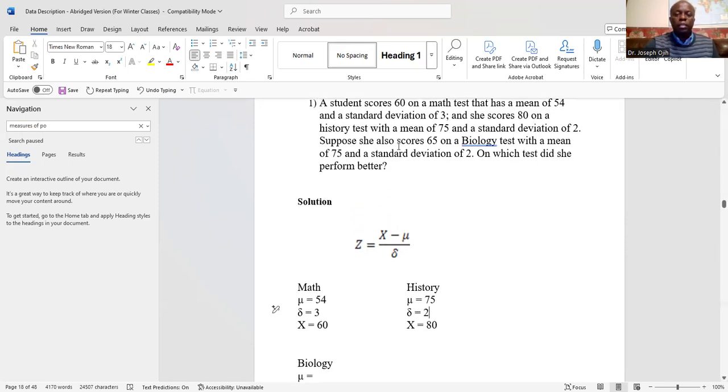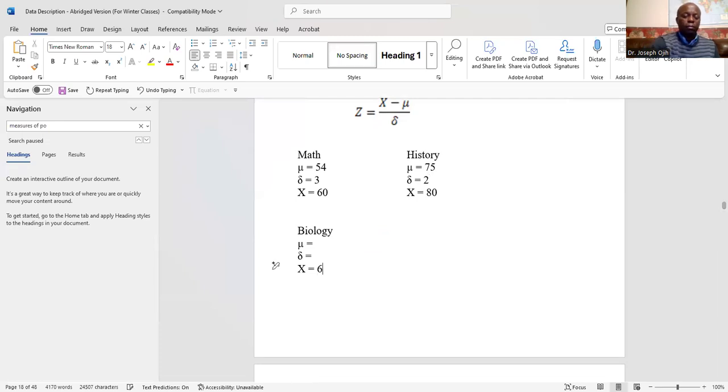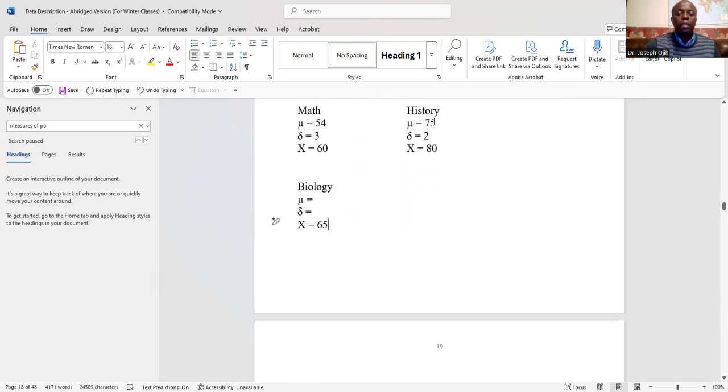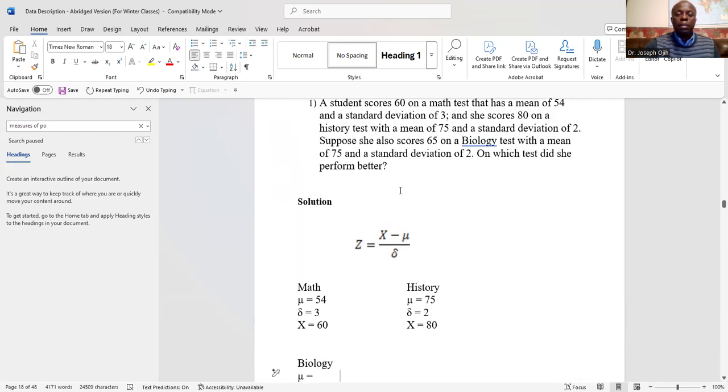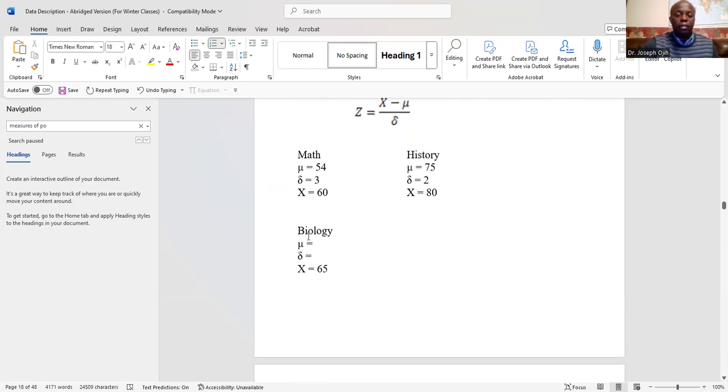Now it says, suppose that she scores 65 on a biology test. X is 65. And it has a mean of 75 and a standard deviation of 2.